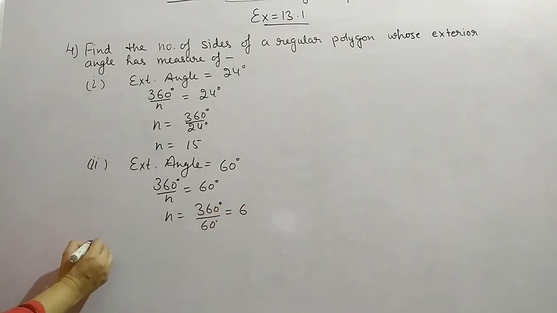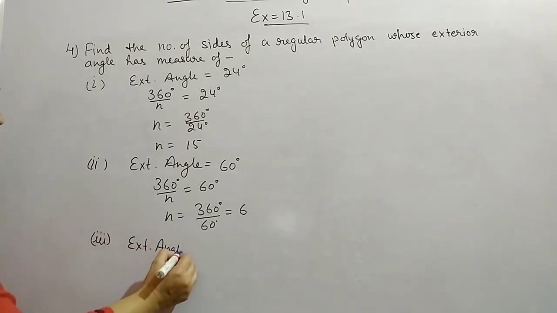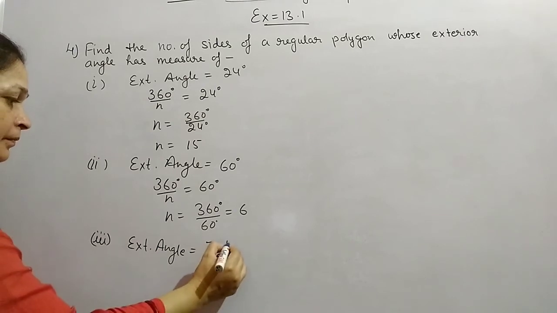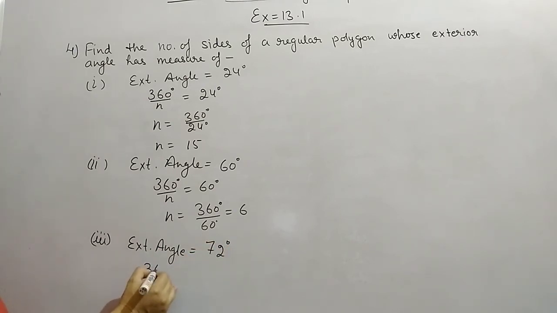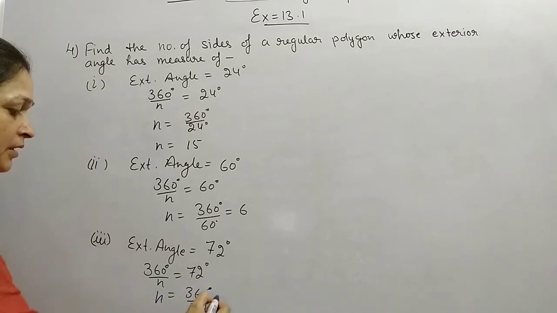Then the third part, the exterior angle is given equal to 72 degrees. So 360 by n is equal to 72 degrees. Shift 72 to the other side. So the n value will be 360 by 72, which is equal to 5.